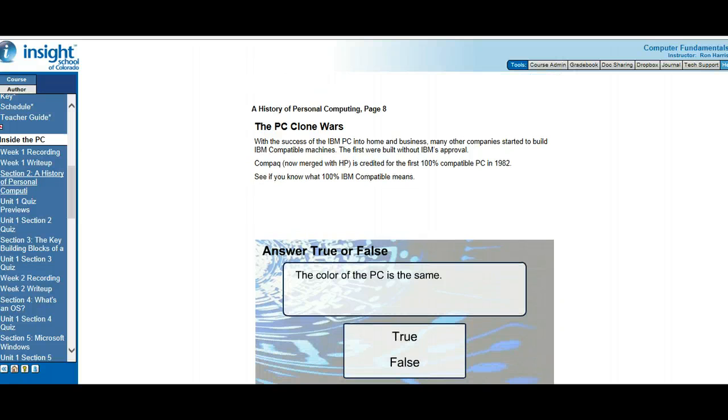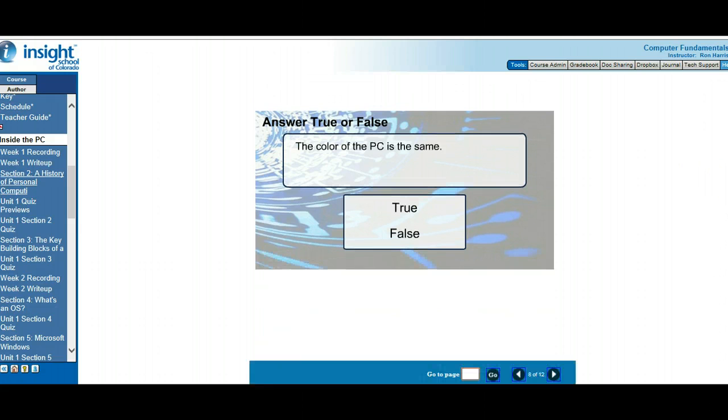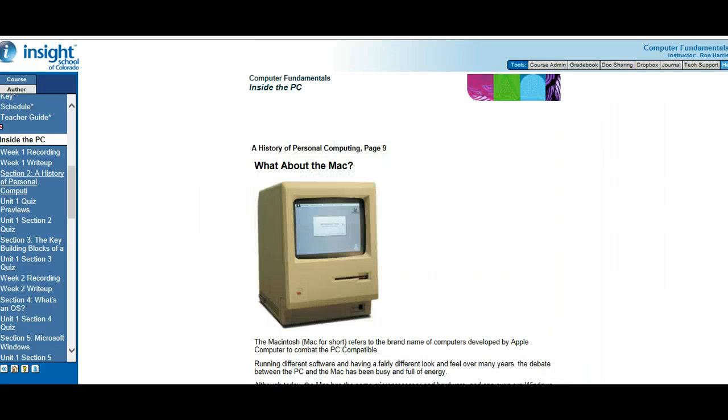Then the PC clone wars. What that means is that a lot of these companies like Compaq, Dell, and others made computers that were IBM compatible. Like the laptop that you got from Insight, that's IBM compatible. So it's different from a Mac computer. So that's what IBM compatible means, that it is based on the original IBM type computers that came out, but it's not like a Mac or an Apple computer.